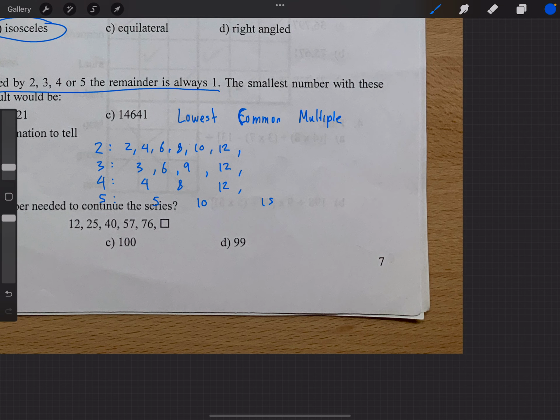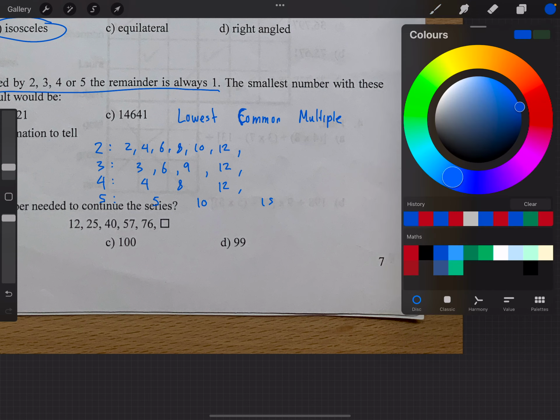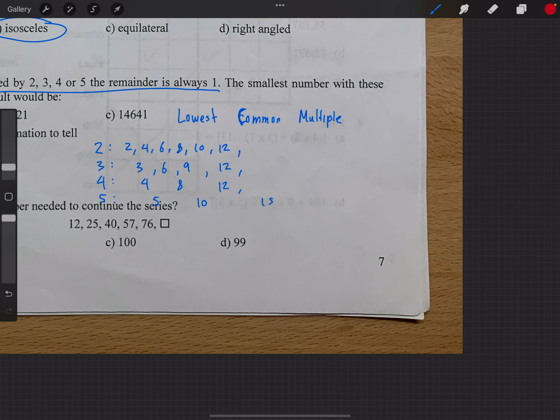If you notice, whatever we have with 4s, I'll put this in red, all the multiples of 4 are always divisible by 2 as well. So whatever you get for the 4s, you get for the 2s. So we don't need to worry about the 2s. We only need to worry about 3, 4, and 5, because anything that's divisible by 4 is already, by default, divisible by 2. So we're going to look at 3, 4, and 5.